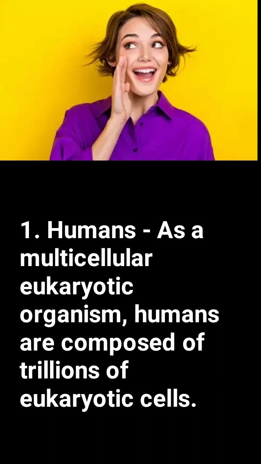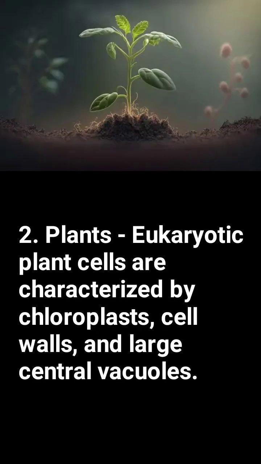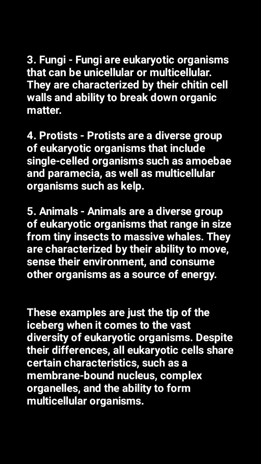1. Humans. As a multicellular eukaryotic organism, humans are composed of trillions of eukaryotic cells. 2. Plants. Eukaryotic plant cells are characterized by chloroplasts, cell walls, and large central vacuoles. 3. Fungi. Fungi are eukaryotic organisms that can be unicellular or multicellular. They are characterized by their chitin cell walls and ability to break down organic matter.